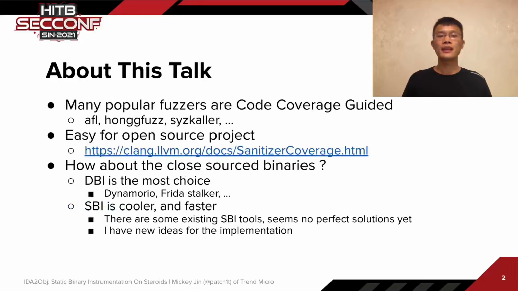This is the background of my topic. Nowadays, many popular fuzzers are code coverage guided, including AFL, HonggFuzz, Syzkaller, and so on. It's a piece of cake for open source projects because we can just add some special options to the compiler to do the instrumentation. But how about closed source binaries?